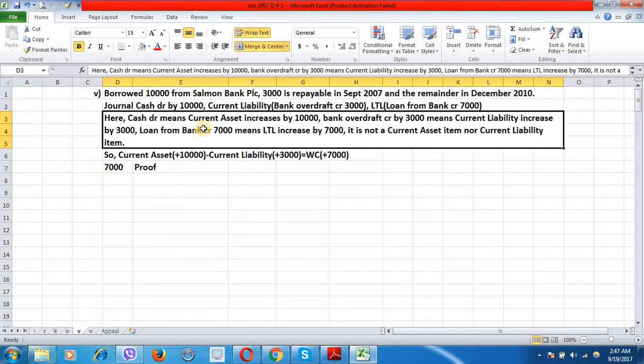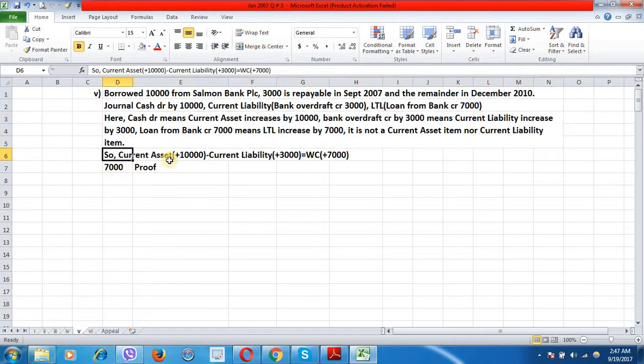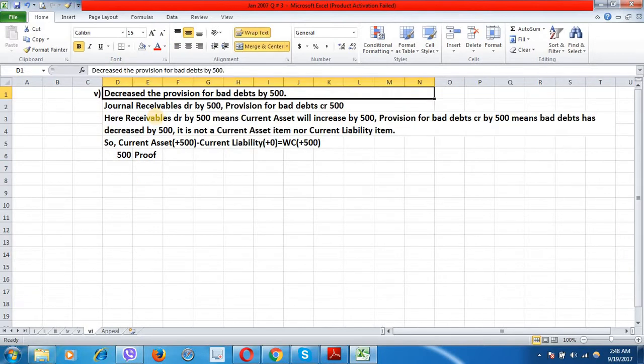Here cash debit means current asset increases by 10,000. Bank overdraft credit by 3,000 means current liability increased by 3,000. Loan from bank credit 7,000 means long-term liability increased by 7,000, and it is not a current asset item nor current liability item. So current asset plus 10,000 because cash increases by 10,000. Current liability, this one also increases by 3,000. So if you look at this Excel formula, 10,000 minus 3,000, it will be 7,000 net increase in working capital. Proved.